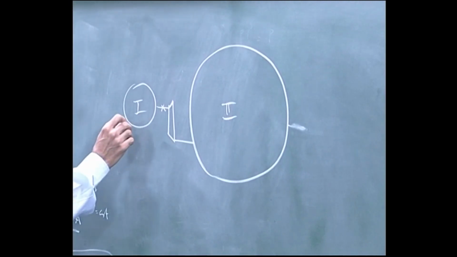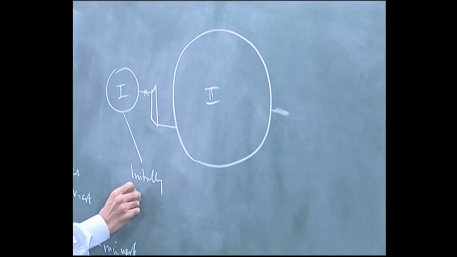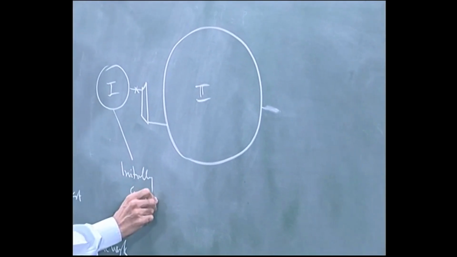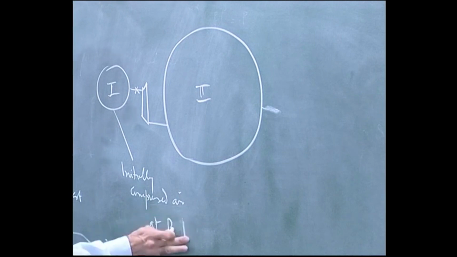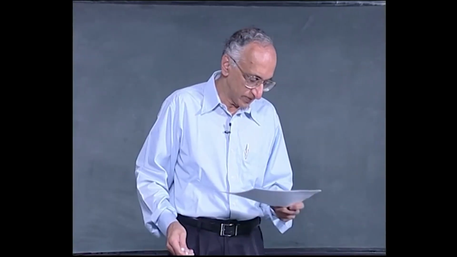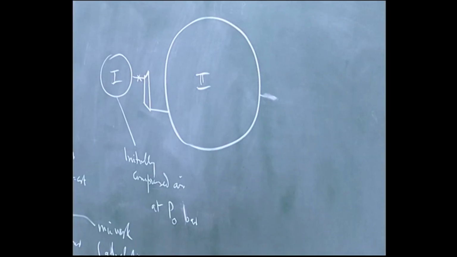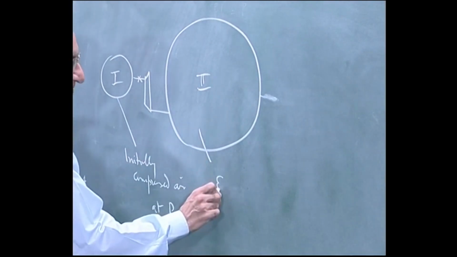This contains, at t is equal to 0, this contains initially compressed air at say P0 bar. You know what the units on this chart are. The old units are all, oh they have made it SI units, megapascals, does not matter. Some pressure, this is initially evacuated.